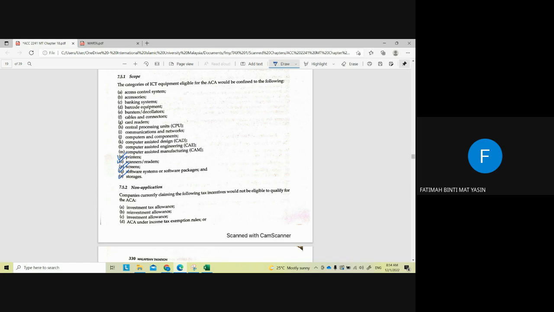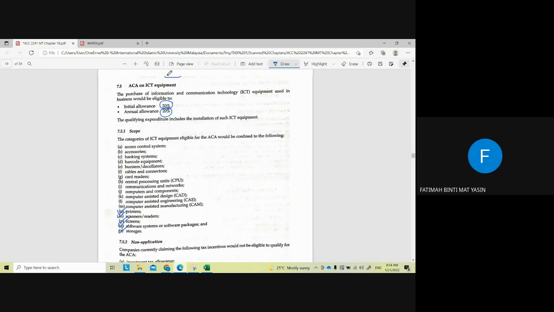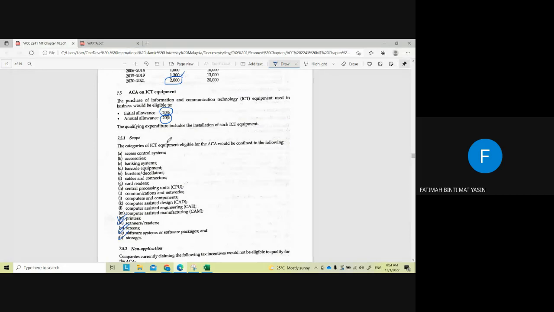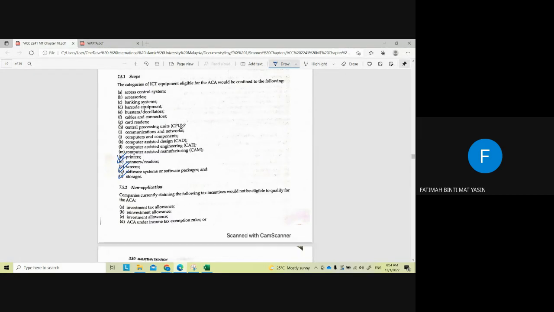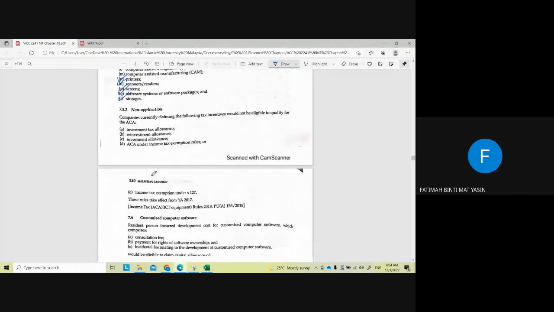So this one is related to computers. Sometimes students misunderstand that printers are under the category of office equipment. For office equipment, the rate is 10%, but printers are actually under ICT equipment. So when it is under ICT equipment, the annual allowance is 20%. Please take note of the details here.